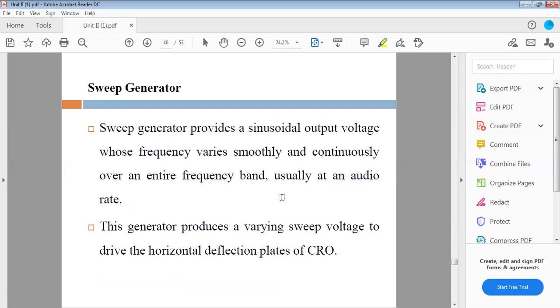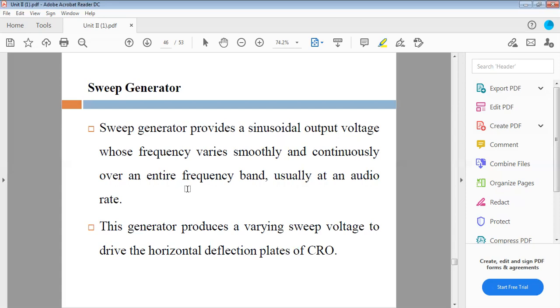Next, now moving to the sweep generator. Sweep generator is used to provide a sinusoidal output voltage whose frequency varies smoothly and continuously over an entire frequency band, usually at an audio rate. So this sweep generator is providing the sinusoidal output voltage where the frequency can be varied over an entire frequency band.